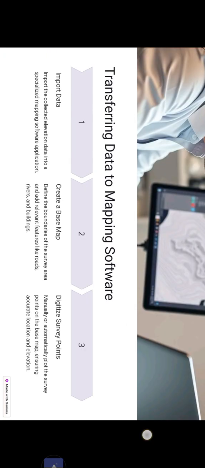Transferring data to mapping software. First, import data: import the collected elevation data into specialized mapping software. Create a base map: define the boundaries of the survey area and add relevant features like roads, rivers, and buildings. Digitize survey points manually or automatically: plot the survey points on the base map, ensuring accurate locations and elevations.